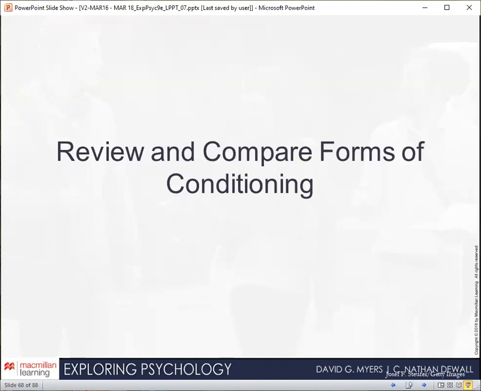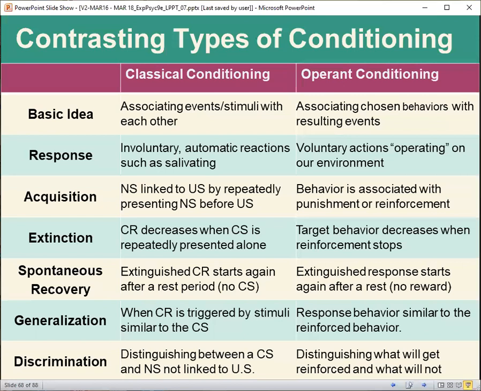All right, so review and compare forms of conditioning before we move on to the next topic. Let's look at what we're talking about here. So we've talked about classical conditioning and operant conditioning. The basic idea of classical conditioning, again, is associating events or stimuli with each other. For operant conditioning, it's the behavior with the consequence for that behavior. Classical conditioning involves involuntary and automatic reactions such as salivating. We don't have control over that. Make note of that. We don't have control over those involuntary automatic reactions.